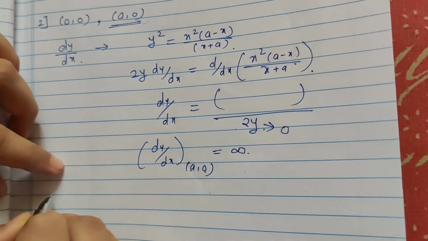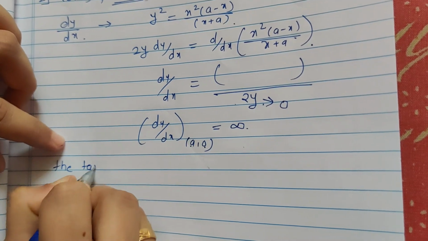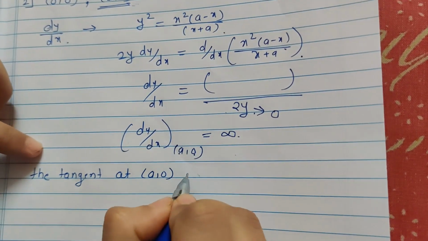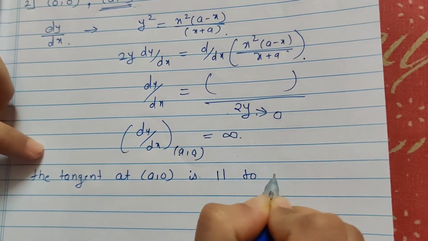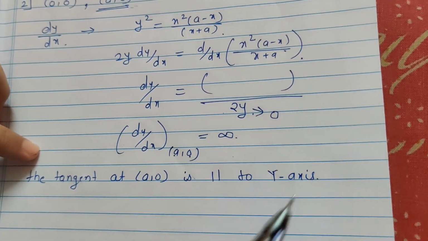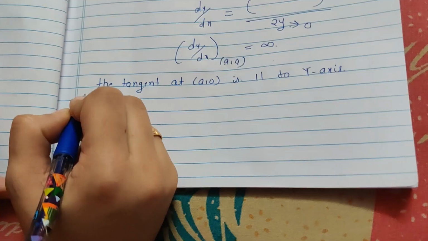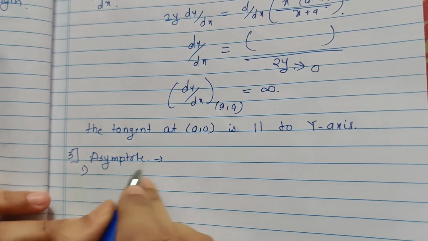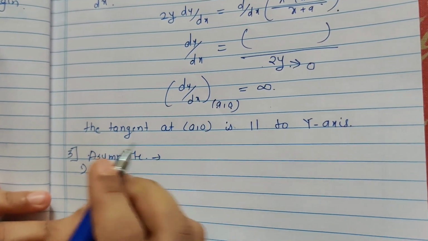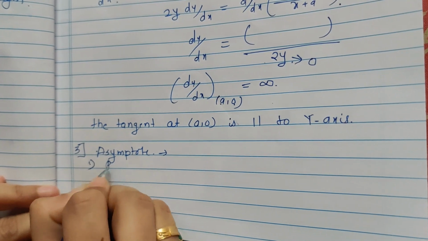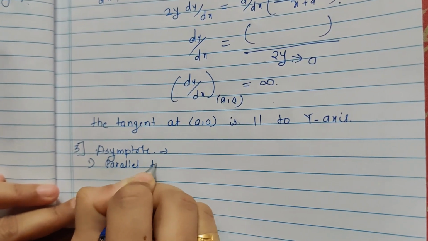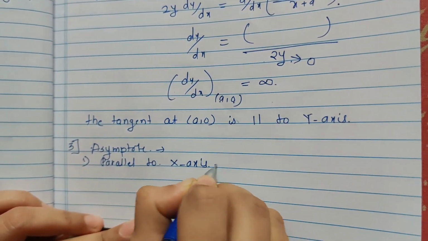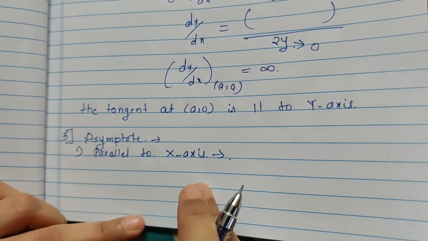So we can write the tangent at the point a comma 0 is parallel to the y-axis. Now, is there an asymptote or not? So first we will see, is there any asymptote parallel to the x-axis? So first we will check the asymptote parallel to the x-axis. So again, what is the condition?